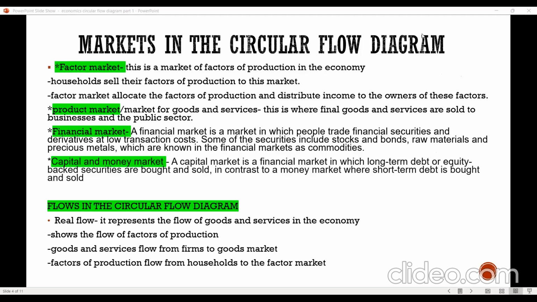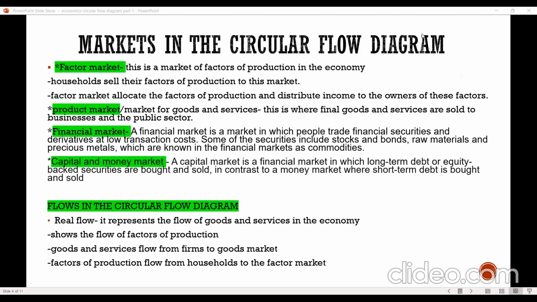In the financial market, it's not a market for goods and services. It is a market of businesses which are willing to trade financial instruments: bonds, equities, different international currencies and derivatives.